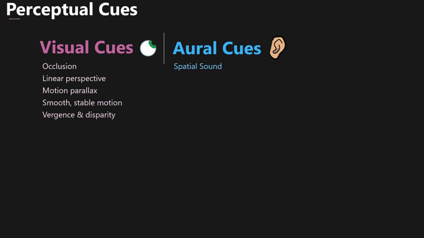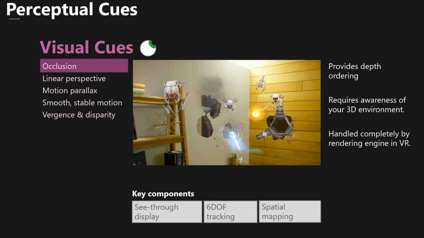So now I'll review all the cues that I brought up earlier, and we'll discuss why it's important in holographic experiences like RoboRaid to get them right. So let's start with the visual cues. And as we step through these cues, I'll show examples of them at play, as well as summaries of the key MR components involved in their accurate portrayal. And I'll show those at the bottom of the slide in those little boxes.